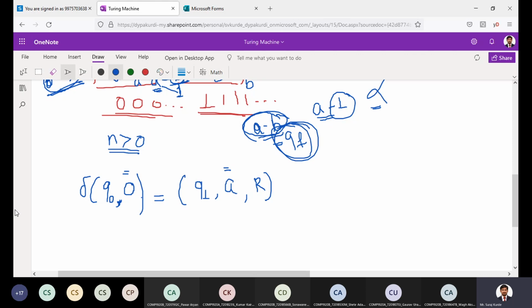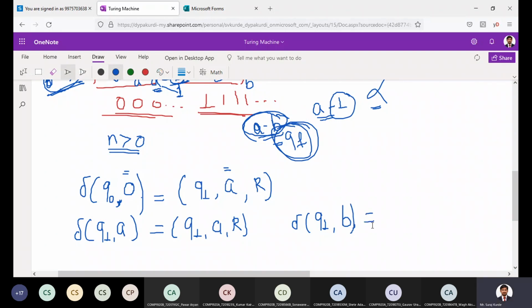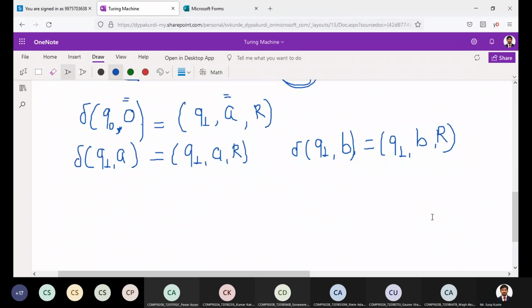Now on the right side, what will we find? You may find A, keep it as it is. Q1, A, go to the right. Or you may find B, keep it as it is, go to the right. Q1, B, right. Repeat this task. Now on Q1, it may read A, or it may read B.